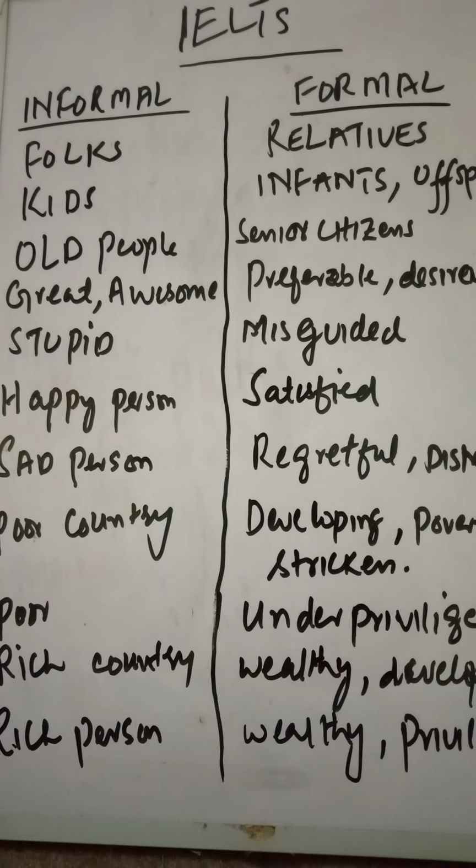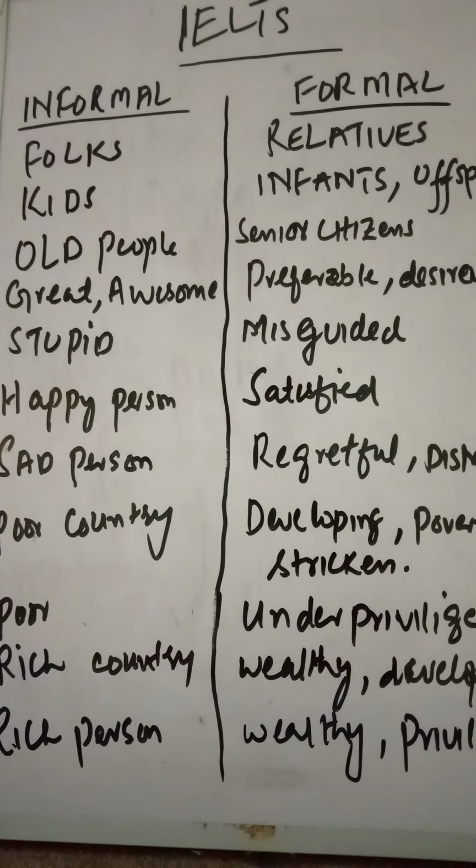On the left side, stupid. You can't use it in your writing. So use instead misguided. Happy person, satisfied. Okay, sad person is informal. Regretful, distressed. These are formal words.